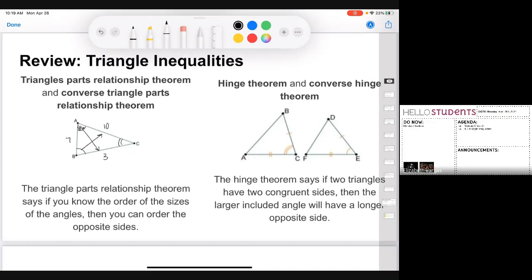And then the hinge theorem and the converse of it says if we have two triangles that have two congruent sides, then depending on the included angle, if this included angle is larger, then it will have a larger third side. And then the converse says if this third side is larger, then it will have a larger included angle.